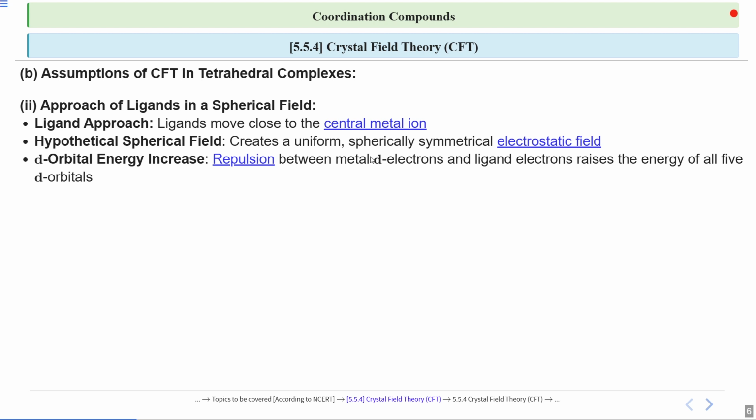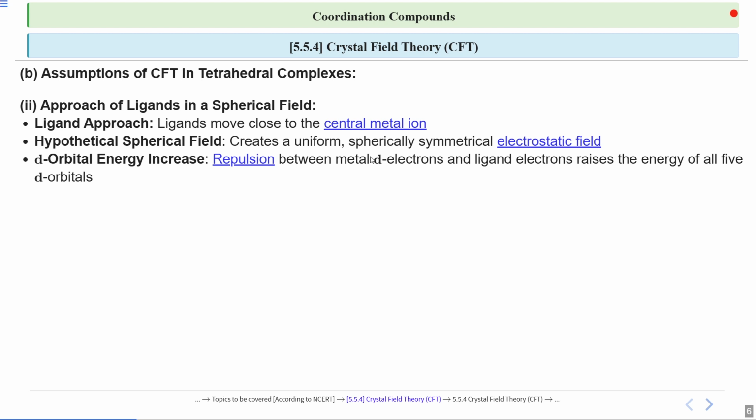Okay, so the ligands are going to move closer to the central metal ion, and enter into the hypothetical spherical symmetrical electrostatic field which is created around the central metal ion. Now what happens by that?